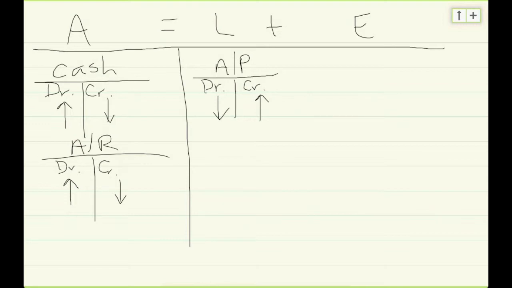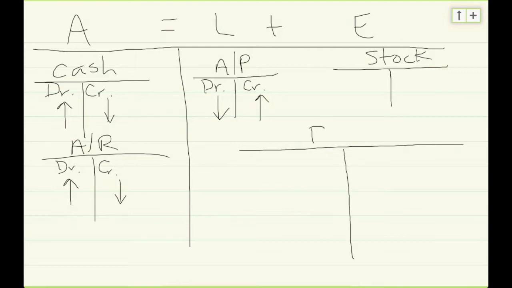Okay, so let's move over to equity now. So we know that there's two forms of equity. One form is stock. And then the other form, I'm going to make this a big one here because we'll see why in a few minutes. The other form is retained earnings. Okay? Same story, debit is on the left, credit is on the right.